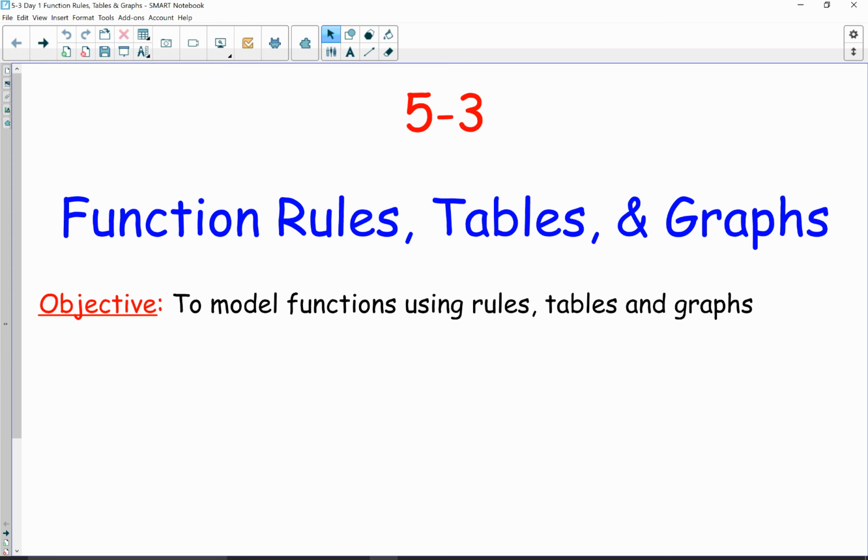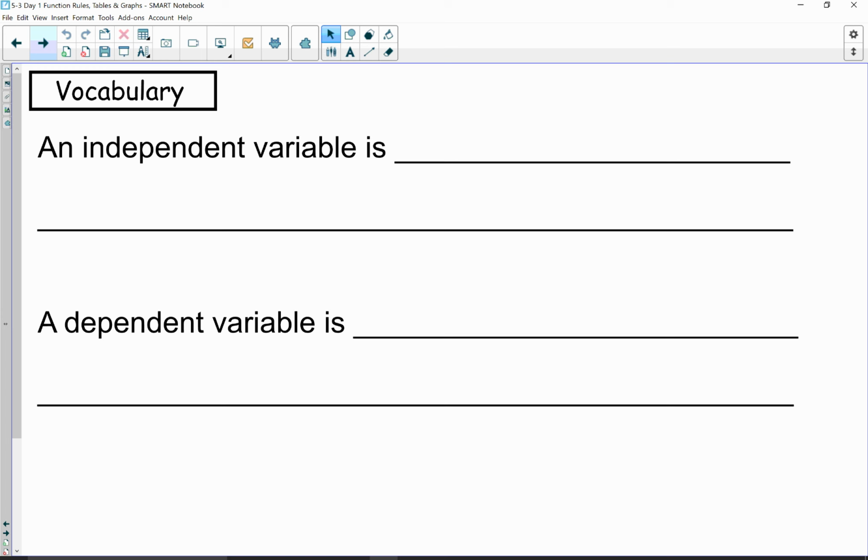5.3 Function rules, tables, and graphs. So in this section, we're going to work on graphing functions that we talked about in the last section, and we'll use tables to help us find the values that we're going to graph. Before we graph, we need to be able to identify independent and dependent variables, and these are terms we've talked about in the past.